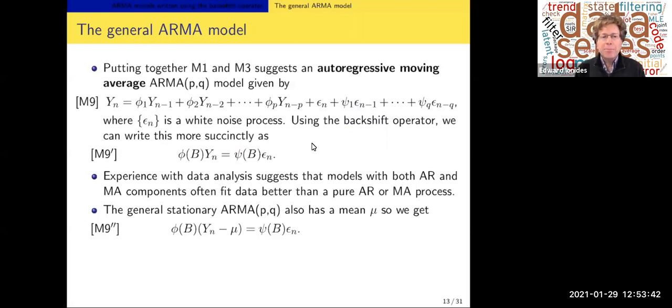Okay, one thing in M9 that I didn't do, and I haven't done yet in previous ARMA models, is include a mean. When you are using the backshift operator, you can write the mean into the model very succinctly as phi of B (y_n minus mu) is psi of B epsilon_n. So that just means that y_n minus mu satisfies this ARMA model.